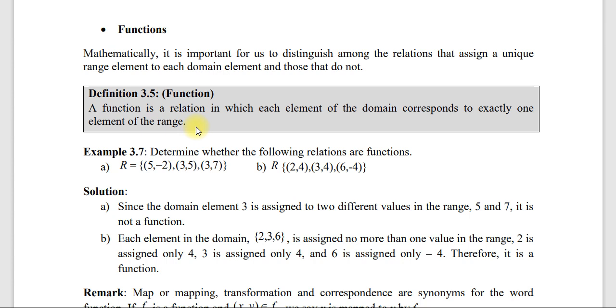Simply function እኮ relation ነው ግን ምን የሆነ relation? each element of the domain corresponds to exactly one element of the range ነው የሚለን። one element ይችን ነገር አስመሩባት ማለት ነው። So function is a relation but relation is not a function. እሱን ነገር መውሰድ አለባችሁ። ለምሳሌ determine whether the following relation are functions.